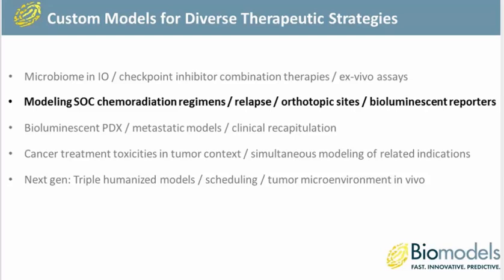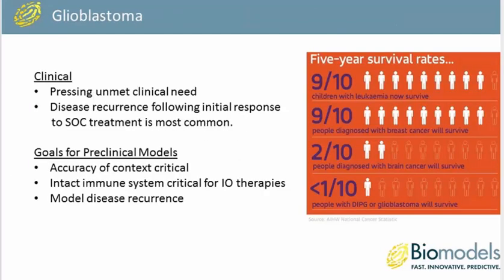So moving to the next case study, this is going to show a bit about modeling standard of care chemoradiation regimens, relapse, orthotopic sites, and bioluminescent reporters. We're going to talk about a model of glioblastoma. Obviously, it's a pressing unmet clinical need for this devastating indication.